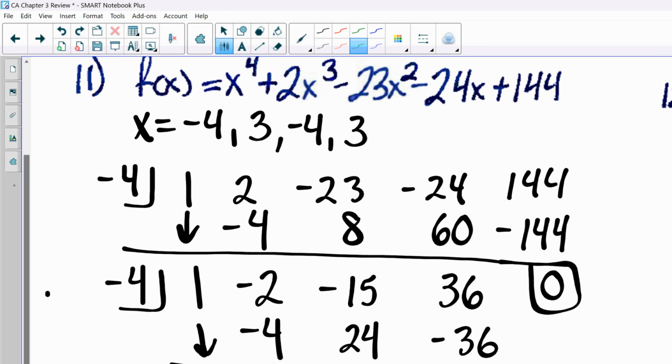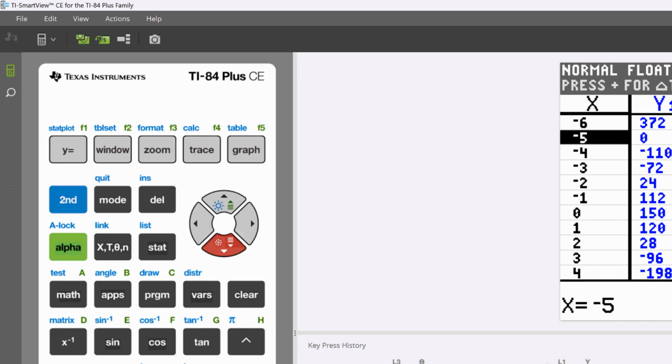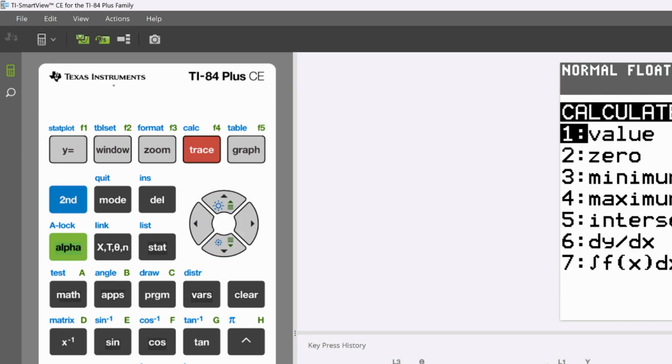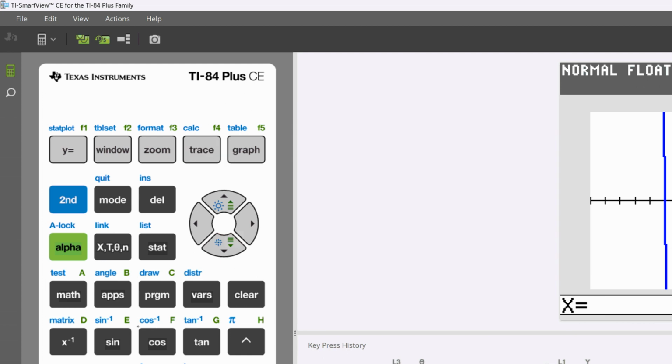Now again, at this point, if you want to check to make sure that you got the correct answer, you can do that with the graphing calculator. Because what we can do is say second trace, which is our calculate, and the first one is value. Second square root of 5. Enter.